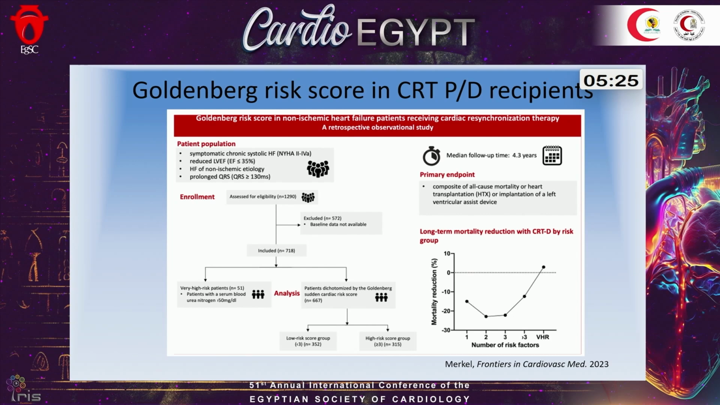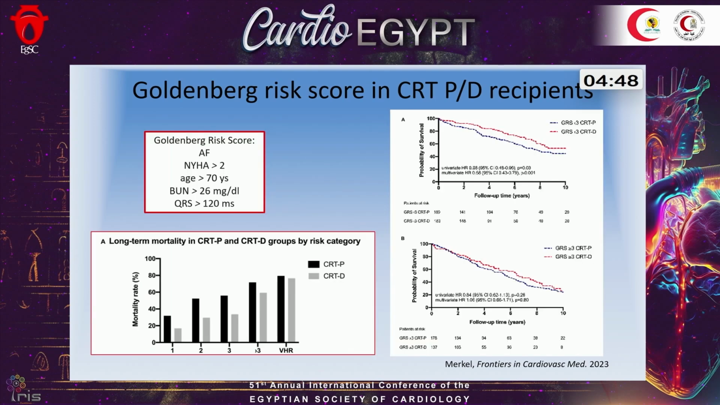You may remember the Goldenberg score in ICD; similar calculations were done again by the Semmelweis group. And the long-term mortality reduction shows quite nicely. The patients with terminal renal failure were excluded. They are a very high risk patient population, but this J shape is quite similar to the Goldenberg score in the ICD therapy. So patients with low risk factors have a bigger benefit than patients with high general risk factors.